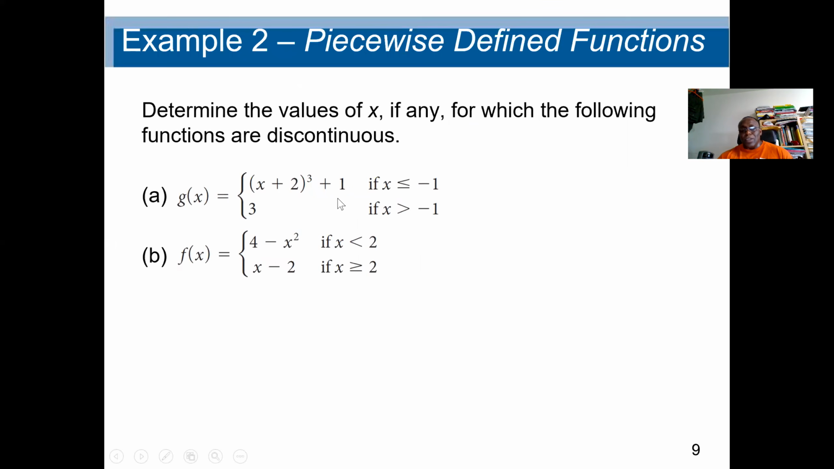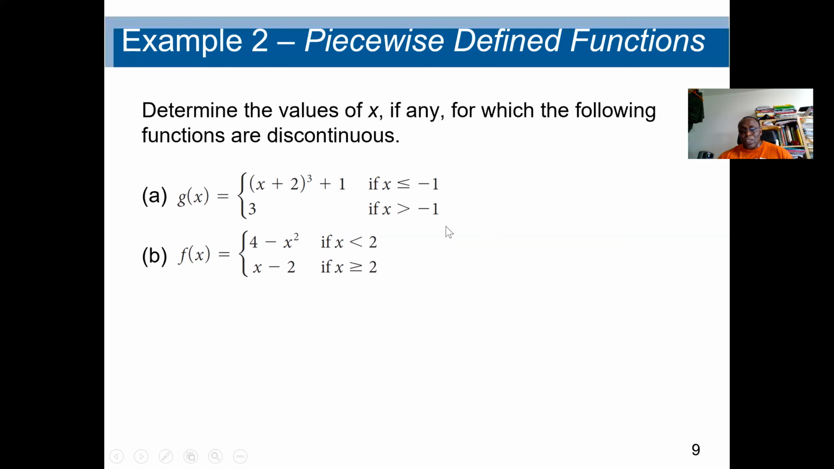So let's see an example here. We have g at x. This is a piecewise function. Both questions are piecewise functions. x plus 2 cubed plus 1 when x is less than or equal to -1, and also g at x equals 3 when x is greater than -1.